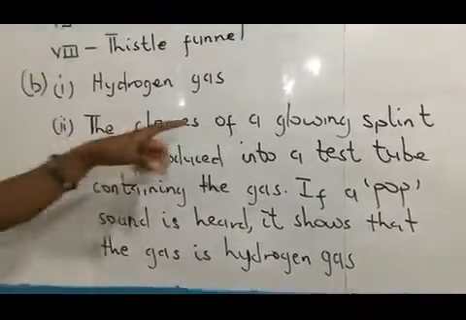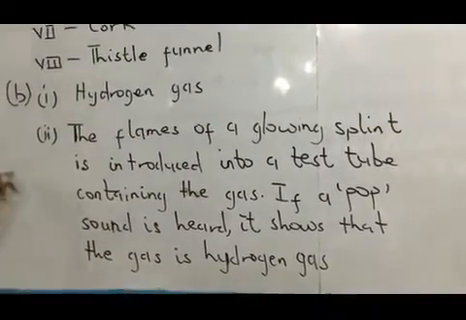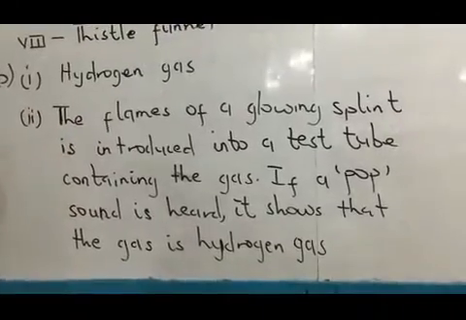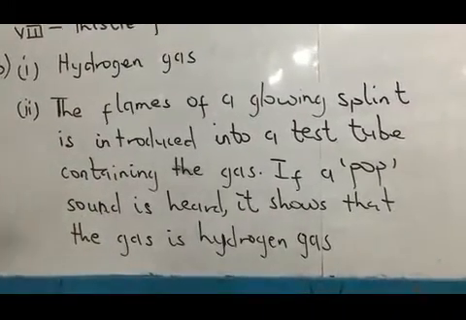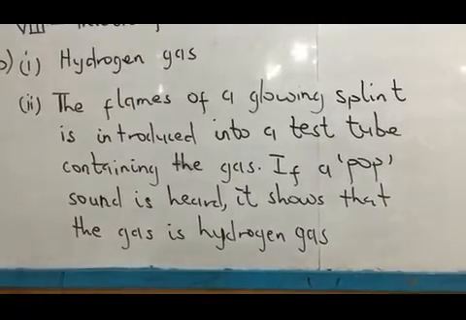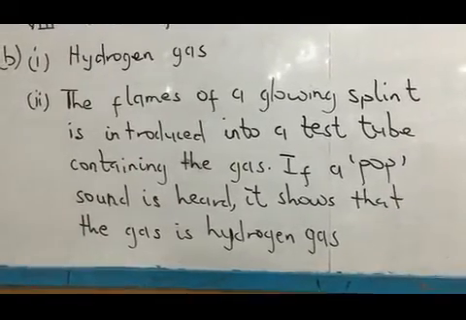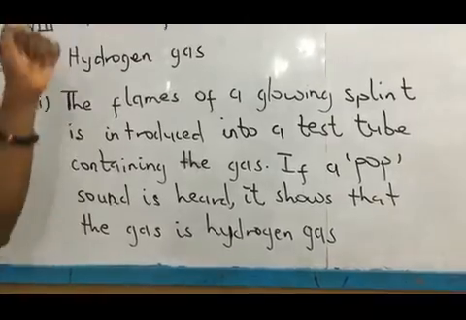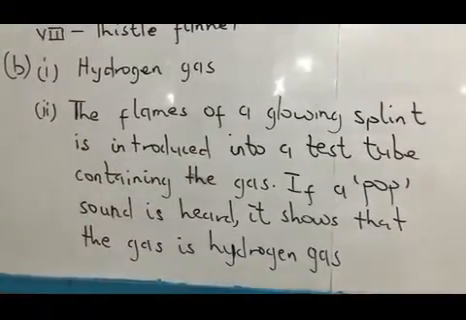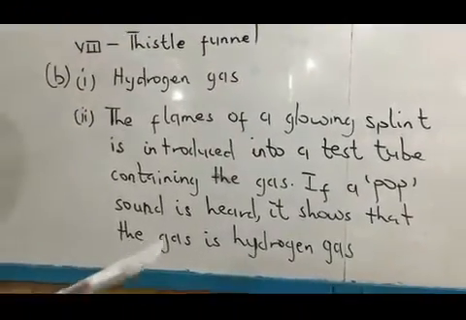I told you that you also use a glowing splint in testing for oxygen. For oxygen, if you introduce the glowing splint into a test tube containing the gas, the splint will rekindle. So if the glowing splint rekindles, it shows that the gas is oxygen gas. But if you introduce the flame into a test tube containing the gas and you hear a pop sound, then it means that it is hydrogen gas.